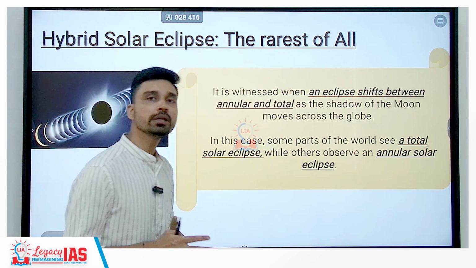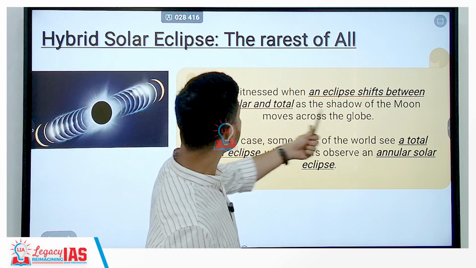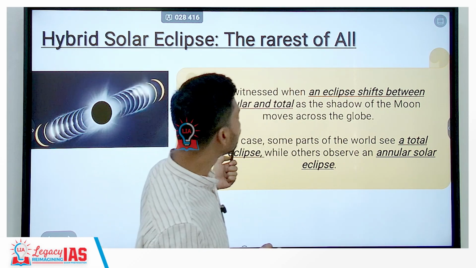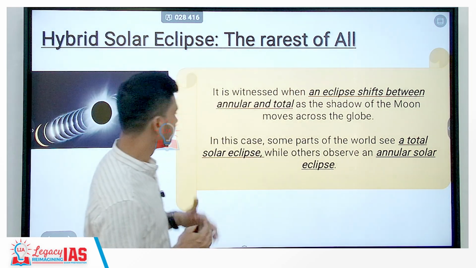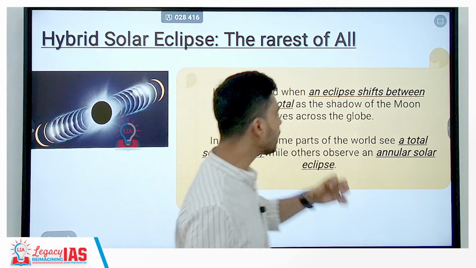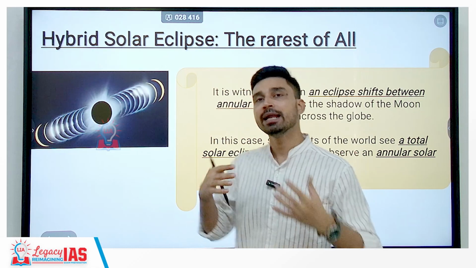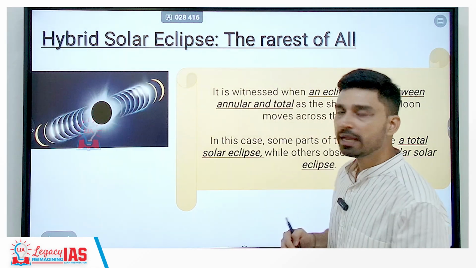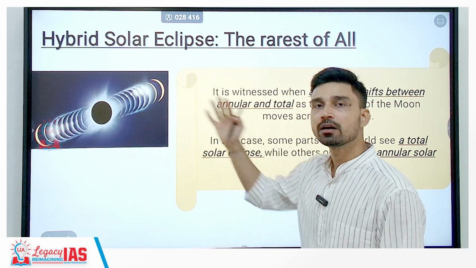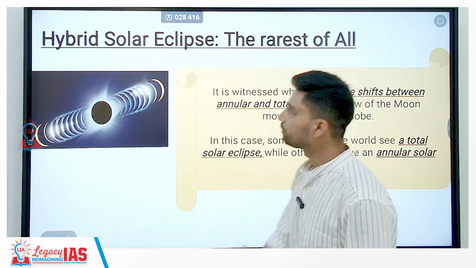Now, a hybrid solar eclipse is witnessed when an eclipse shifts between an annular eclipse and a total eclipse as the shadow of the moon moves across the globe. In this case, some part of the world sees a total solar eclipse, while another part of the world will observe an annular solar eclipse, both of which we have already discussed. And this is how we can represent the occurrence of a hybrid solar eclipse.